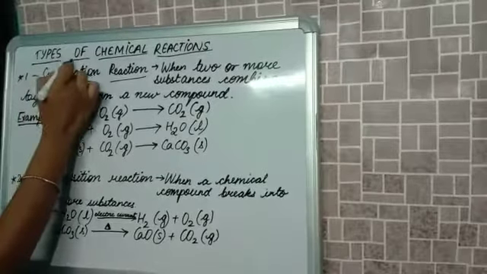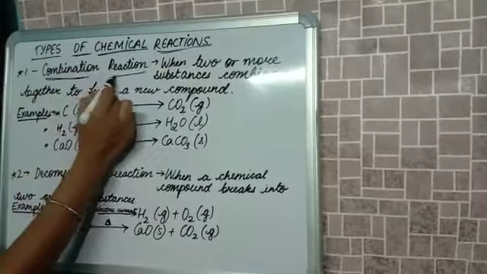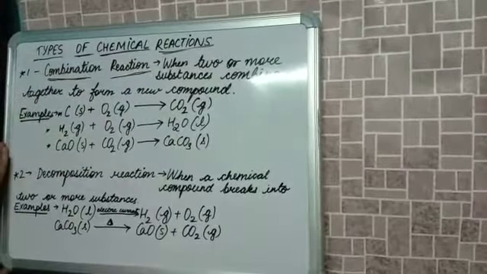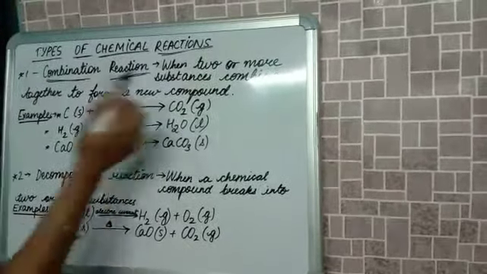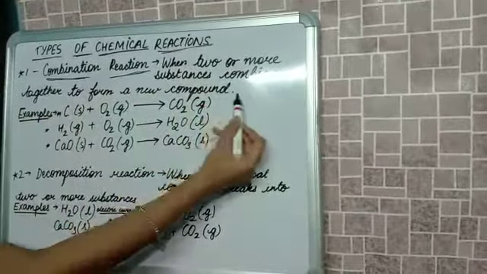Let's discuss the types of chemical reactions. First of all, we have the combination reaction. Now, in a combination reaction, we can see two or more chemical substances combine together to form a new compound.